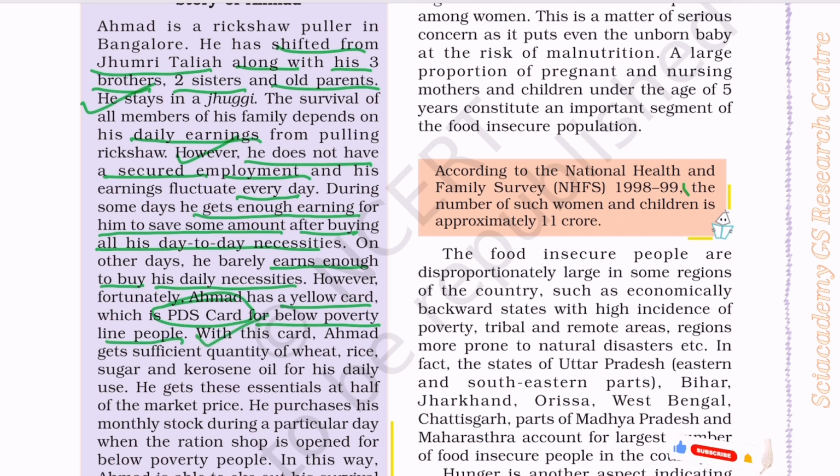With this card, Ahmad gets sufficient quantity of wheat, rice, sugar and kerosene oil for his daily use. He gets these essentials at half of the market price. He purchases his monthly stock during a particular day when the ration shop is opened for below poverty people. In this way, Ahmad is able to eke out his survival with less than sufficient earnings for his big family, where he is the only earning member.